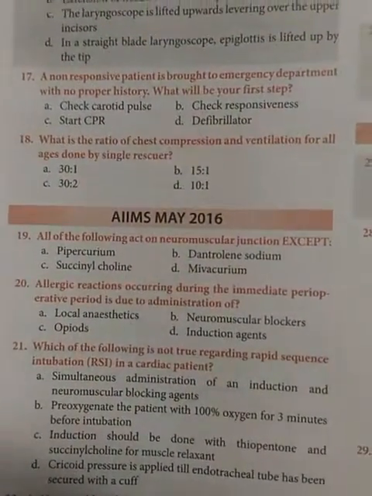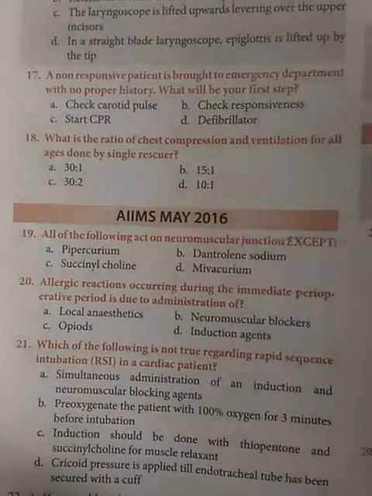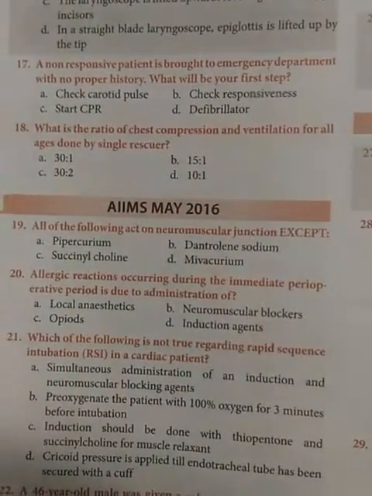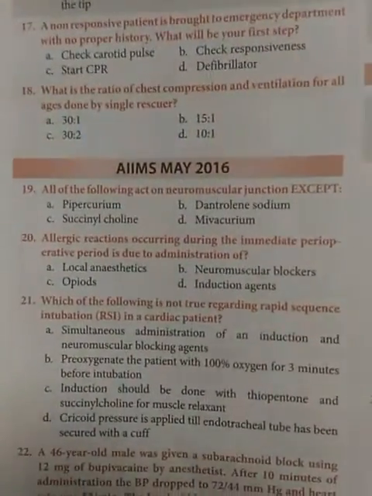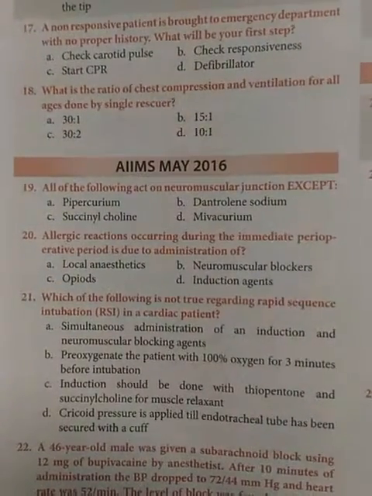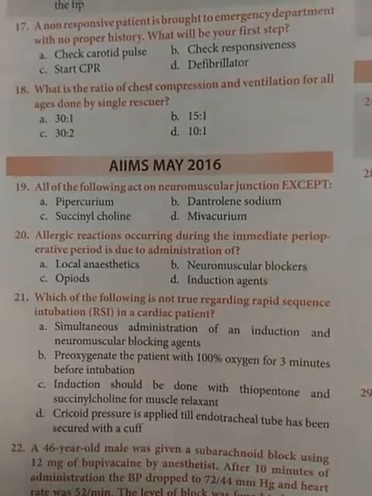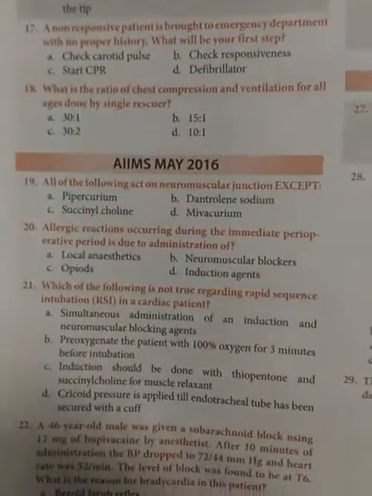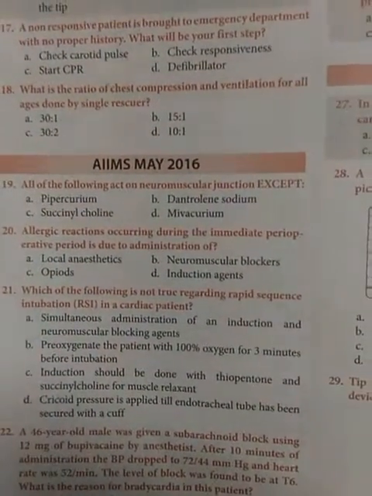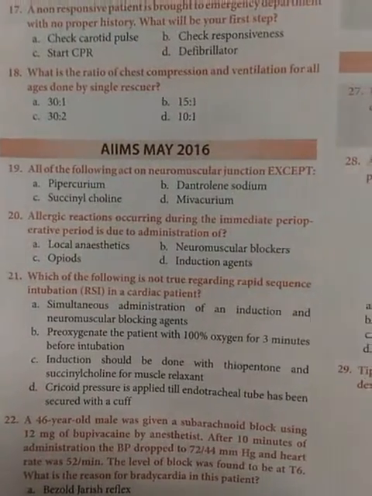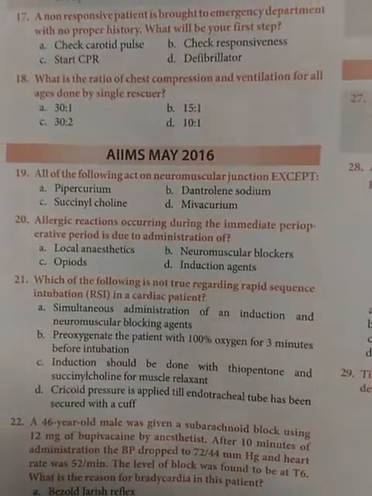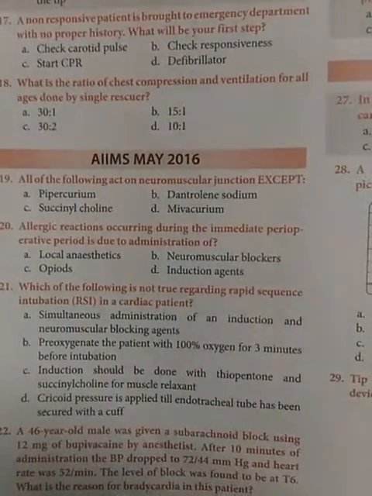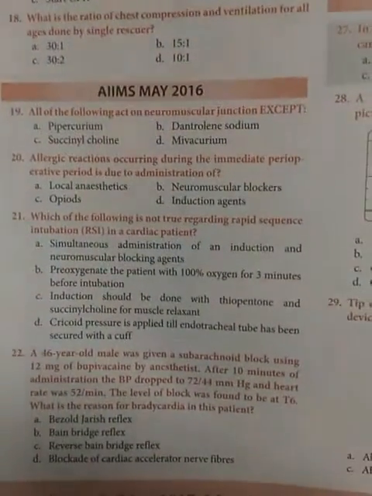The next question is, which of the following is not true regarding rapid sequence intubation in a cardiac patient? Read the options. Simultaneous administration of induction and neuromuscular blocking agent. Next, pre-oxygenate the patient with 100% for 3 minutes before intubation. Done. Induction should be done with thiopentone and succinylcholine for the muscle relaxant. Cricoid pressure is applied till the endotracheal tube has been secured with cuff inflation. All the options are quite correct. Just one thing, in spite of thiopentone, it is etomidate that is used as the induction agent. So option C is the answer.